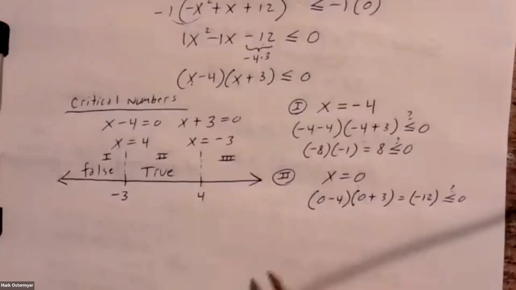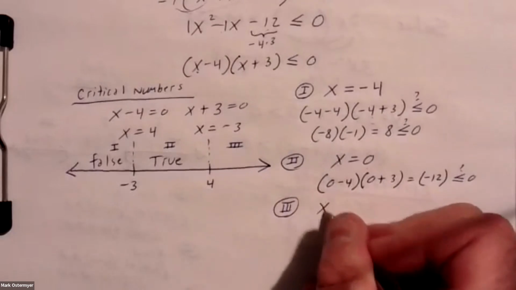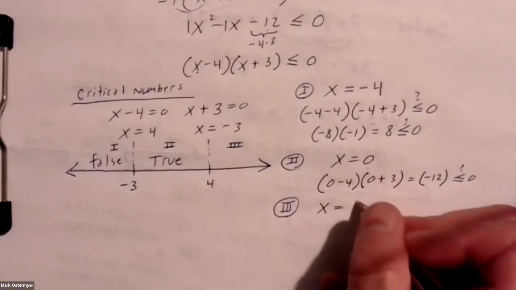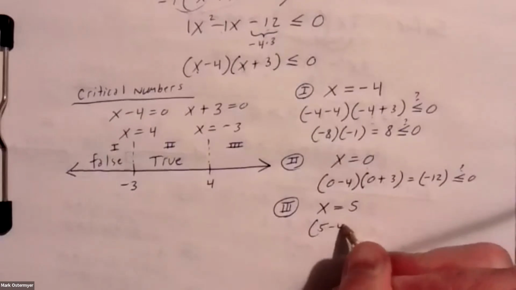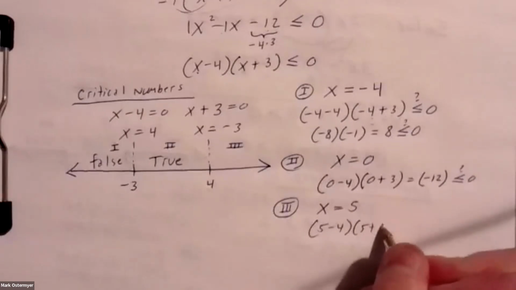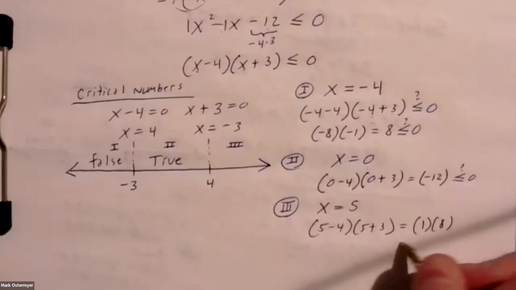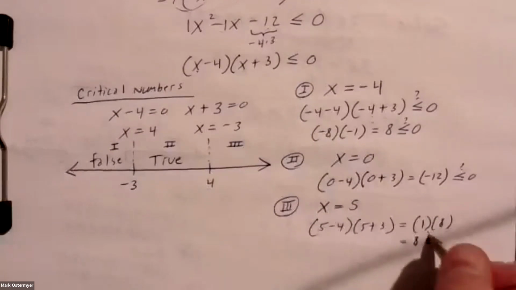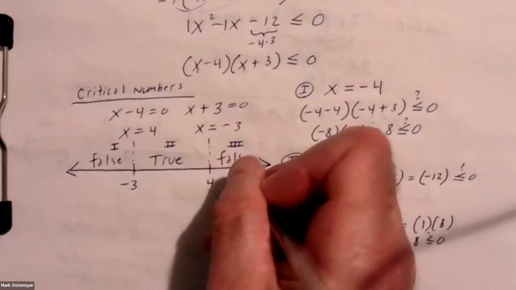Finally, interval number 3. Give me something nice that's greater than 4. I'll say 5. Put 5 in here and here. Is 5 a solution? This gives me 1 times 8, which is 8. Is 8 less than or equal to 0? The answer is no. False.